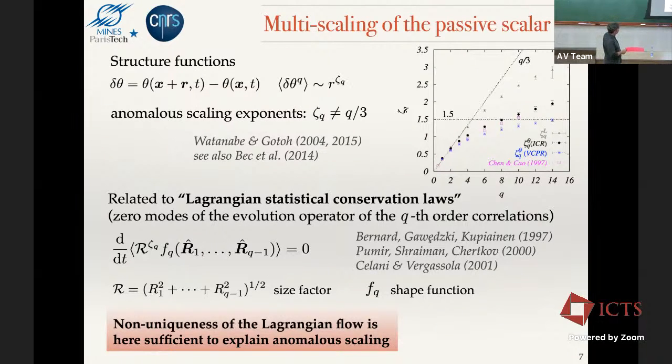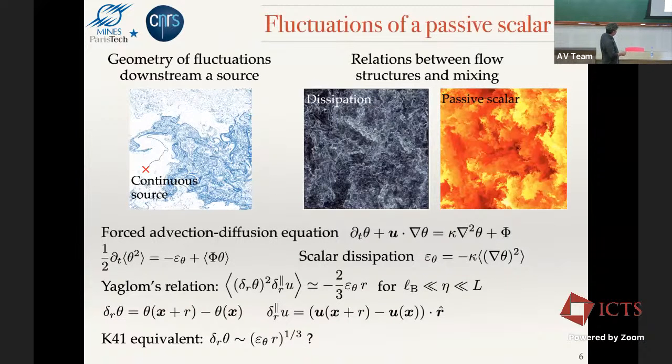Of course, for Q equal 3, you remember that for the velocity field we were exactly sticking to 1 because of the four-thirds law. Now for the passive scalar, for Q equal to 3, you are no more at 1, because the exact relation is not for delta theta to the 3, but for this mixed thing.